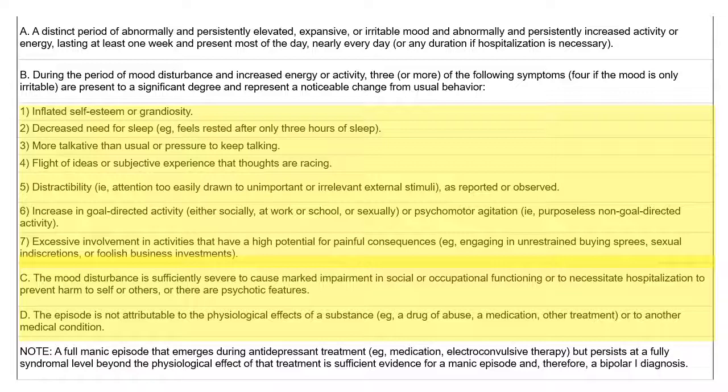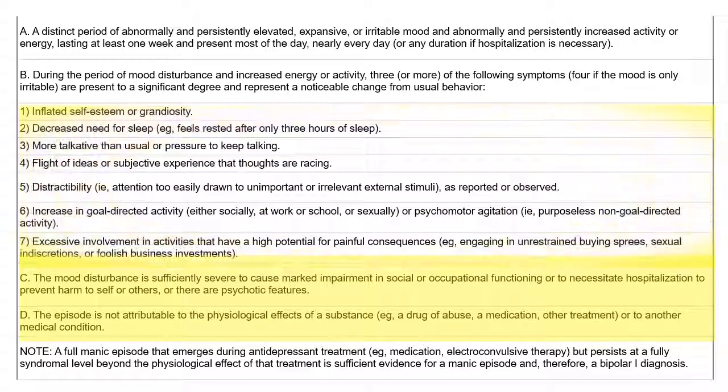You need to have inflated self-esteem, decreased need for sleep. The person could be more talkative than usual, or what we call pressured speech. They have flight of ideas. They're very distractible. They have increased goal-directed activities. They have excessive involvement in activities that have a high potential for painful consequences. Let me give you some examples of those. I've worked with some people who normally were not at all promiscuous, and during a manic episode, they were promiscuous.